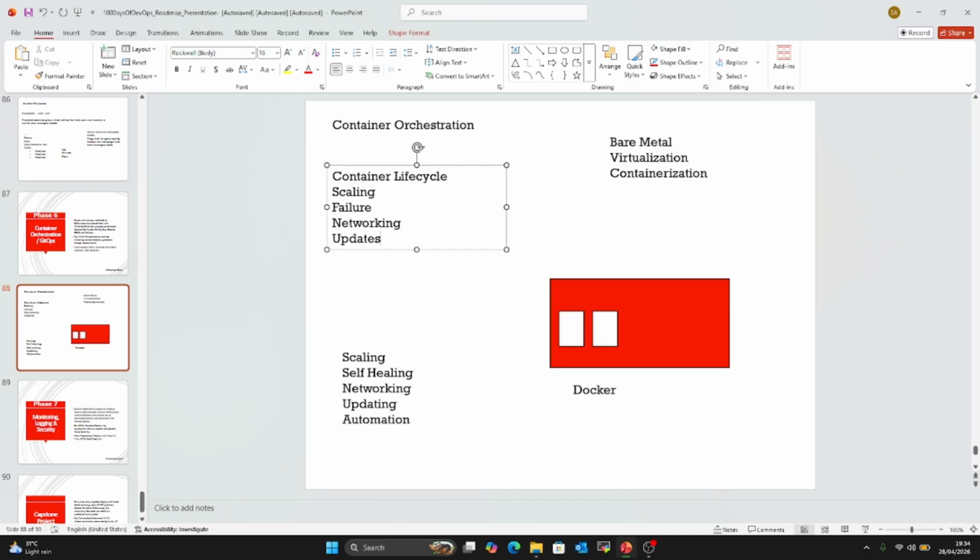And then we said those limitations are what container orchestration platforms have come to solve. Okay, so now that we know what container orchestration is, the last thing we are going to do for this particular session is look at the container orchestration platforms. And we have a couple of them.